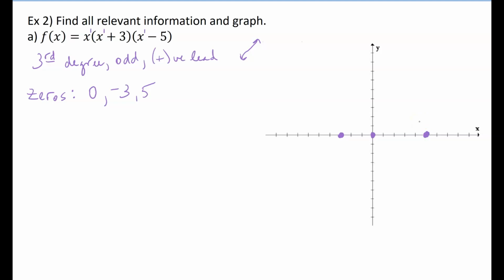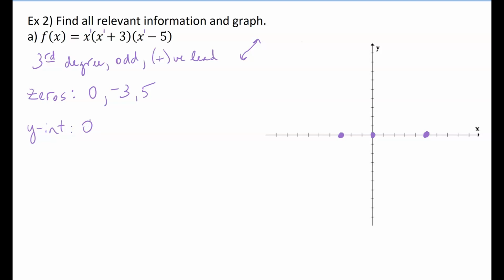Right, and then we said we want to find our y-intercept. What's nice about this one? It's already there because we had a zero of 0, so the y-intercept is 0. We don't have to do any extra work there.